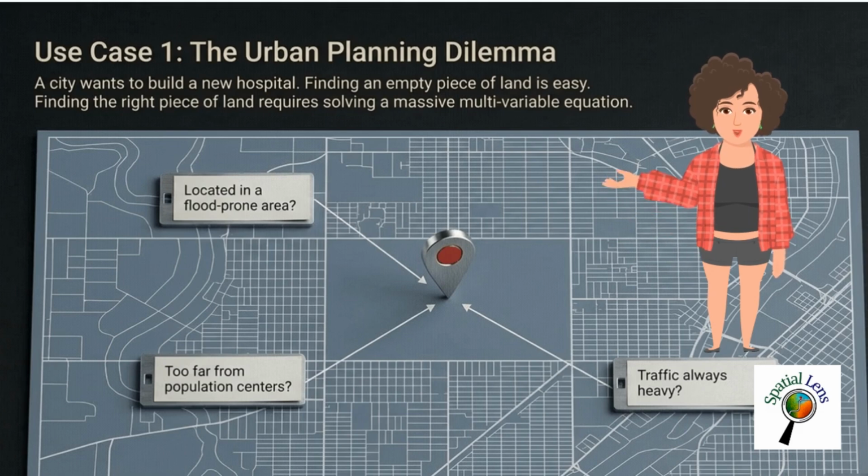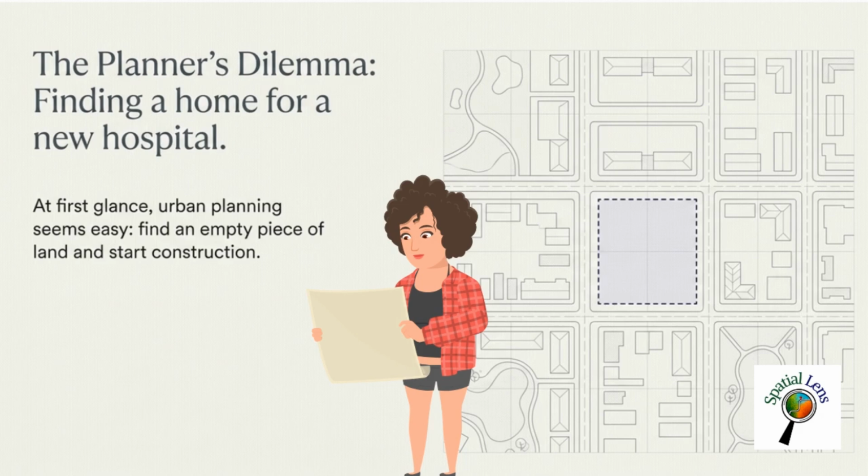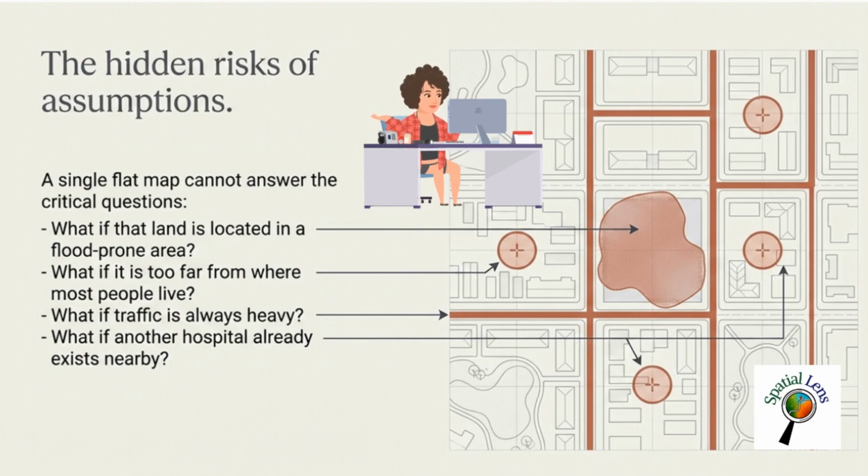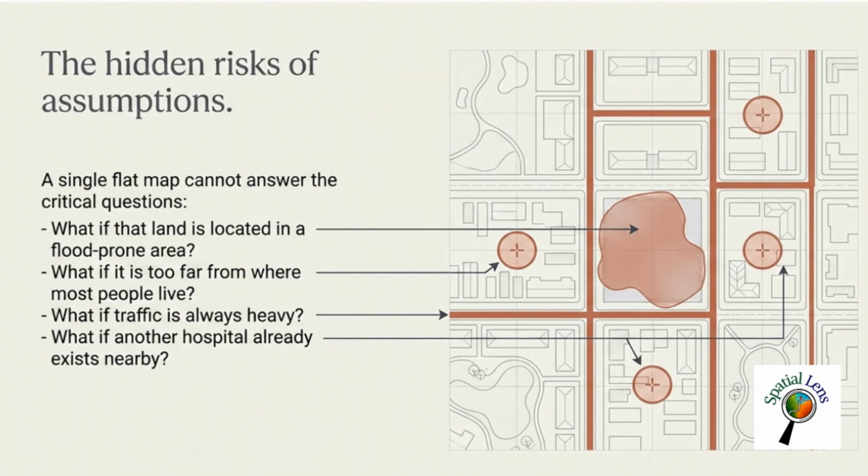GIS Use Case 1. Choosing the best location for a hospital. Imagine a city wants to build a new hospital. At first, this seems easy. Find an empty piece of land and start construction. But what if that land is located in a flood-prone area? What if it is too far from where most people live? What if traffic is always heavy? What if another hospital already exists nearby?